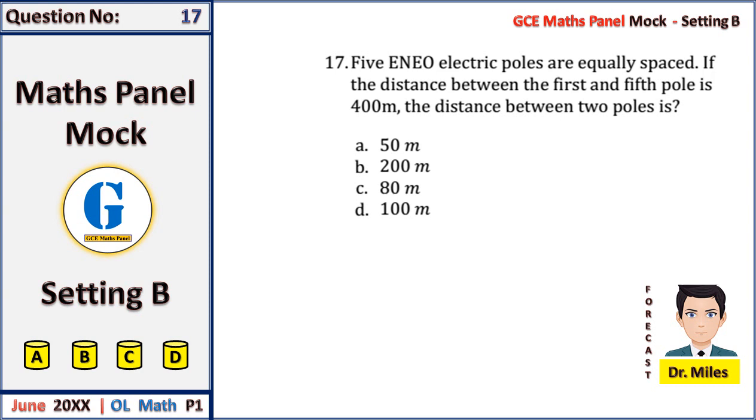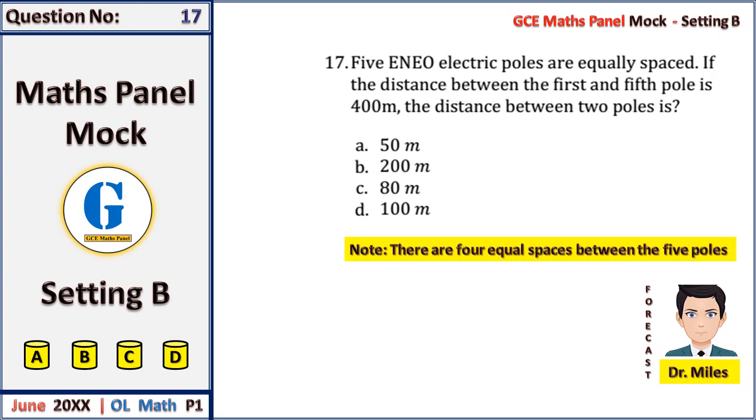17. 5 ENEO electricity poles are equally spaced. If the distance between the first and the 5th pole is 400 meters, what is the distance between two poles? This question is a bit tricky, but you have to note that there are 4 equal spaces between the 5 poles. There are 5 poles, but 4 spaces in between. Each of these spaces has a value, let's say x. So 4 of them gives us 4x equal to 400 meters, and x gives us 100 meters. So they are spaced at intervals of 100 meters.